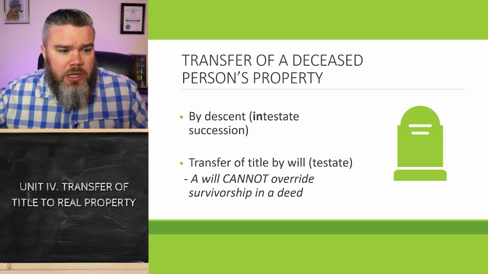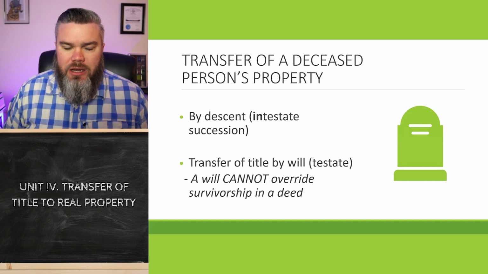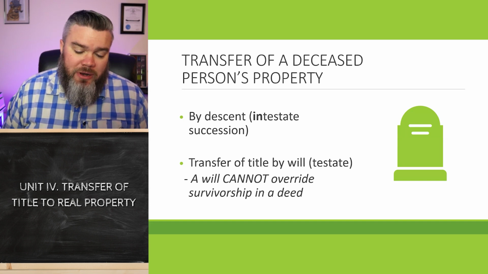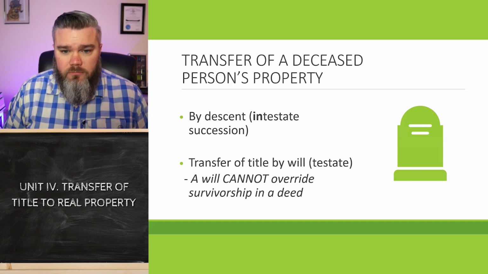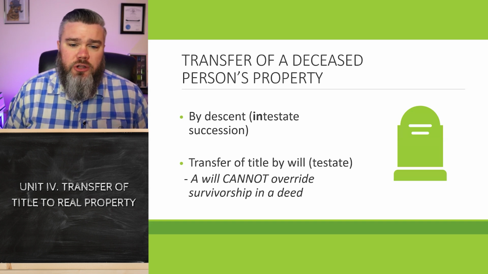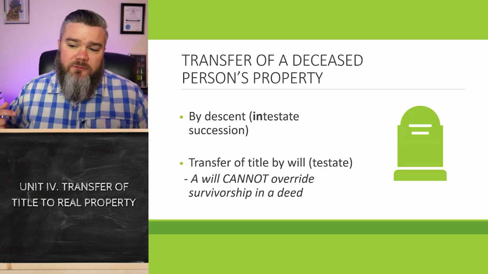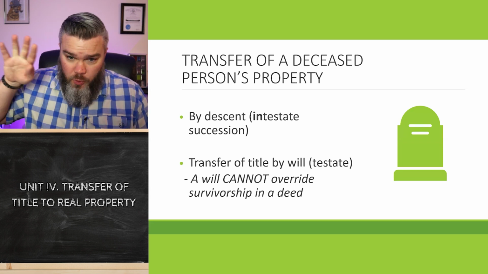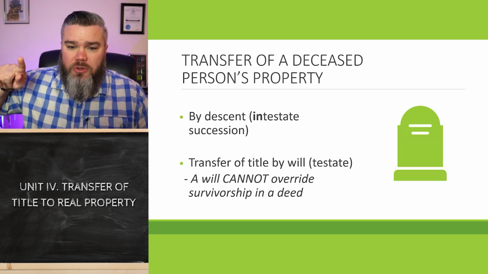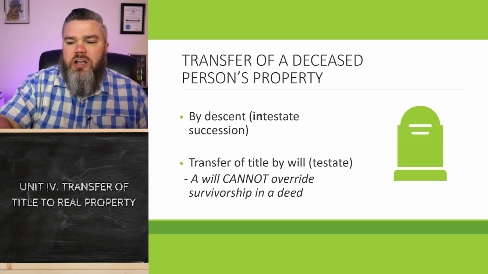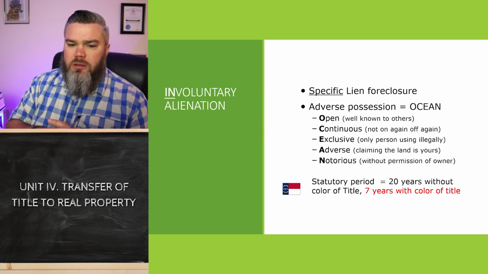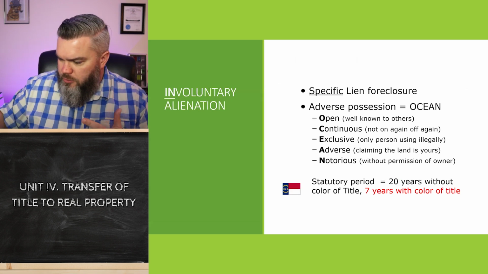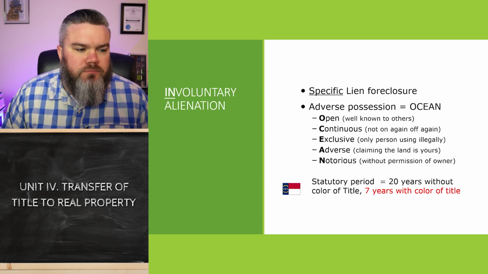So when we're dealing with involuntary alienation, the most common form of involuntary alienation is a foreclosure. We talked about the specific liens that attach to the property. And if you don't pay the bank, you default in any way, shape, or form, they can force the sale of your property. They are forcing the sale out from under you, and they're giving the ownership to somebody else. So a specific lien foreclosure is the most common type of involuntary alienation. Sold out from under you because you didn't follow what you were supposed to do with the bank's agreement.